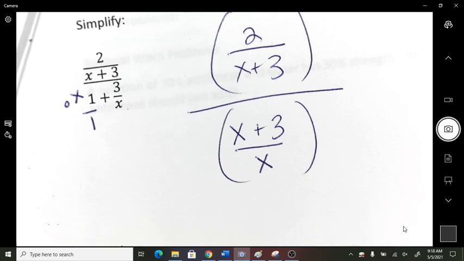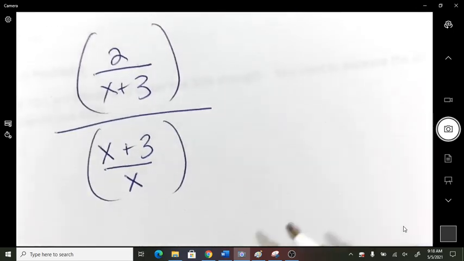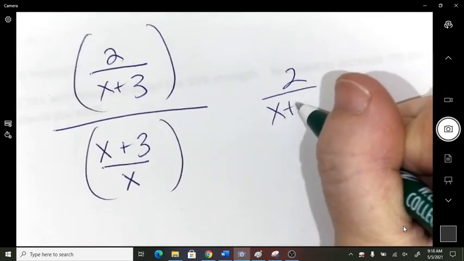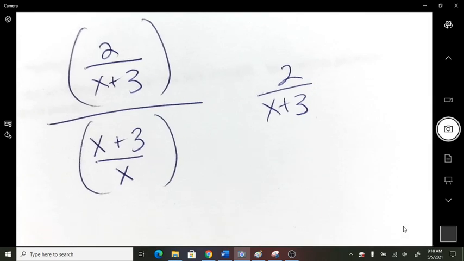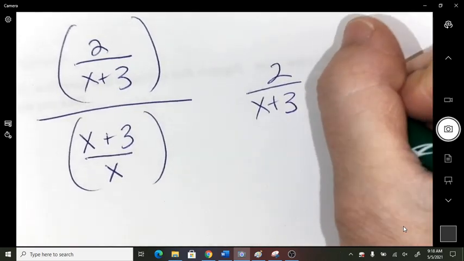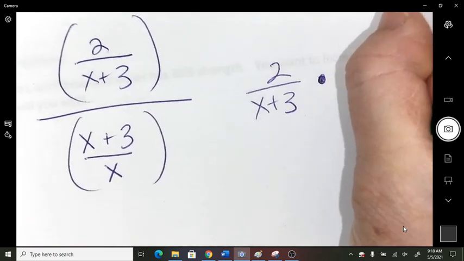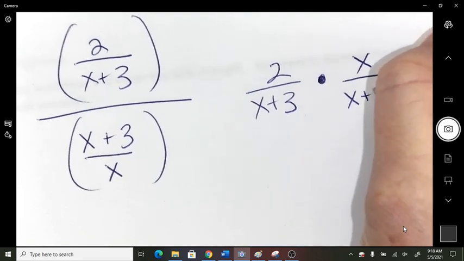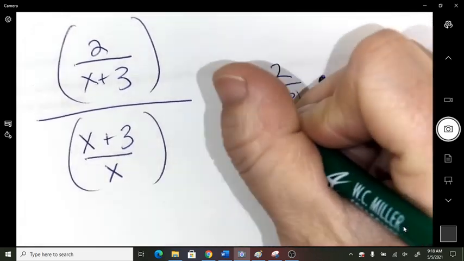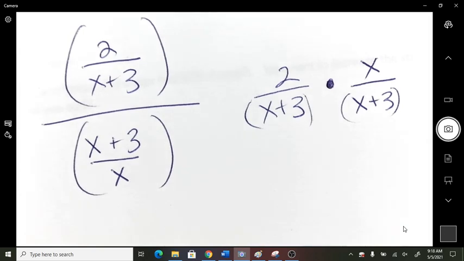Okay, so that's the first step. Then we're going to rewrite it, multiply, divide. So 2 over x plus 3 stays, and we're going to multiply and flip. Okay, then if I can cancel anything, that's what I would do.